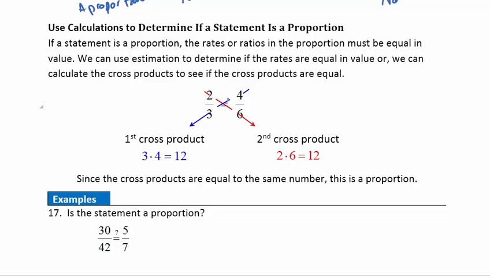And let me show you what a cross product is. If I take this diagonal, that's where the cross part comes in, and I multiply it. 4 times 3, I get this product of 12. Now if I take the second cross product here, 2 times 6, I also get 12. So basically what happens in a proportion, if these 2 sides are going to be equal, then these cross products also have to be equal.